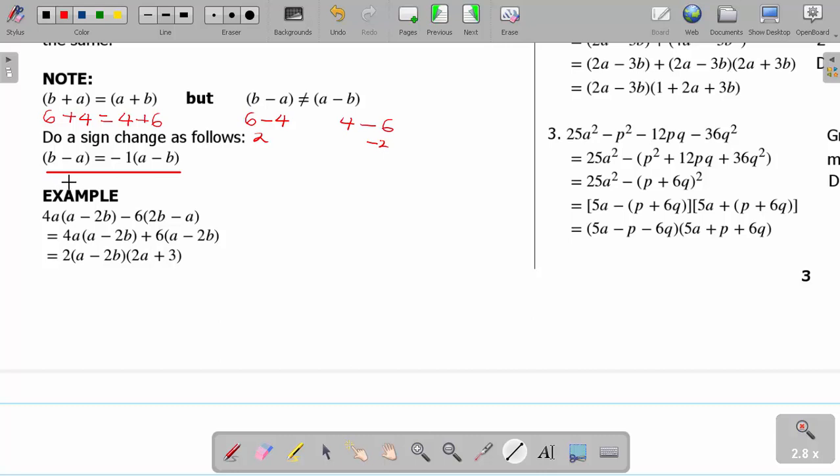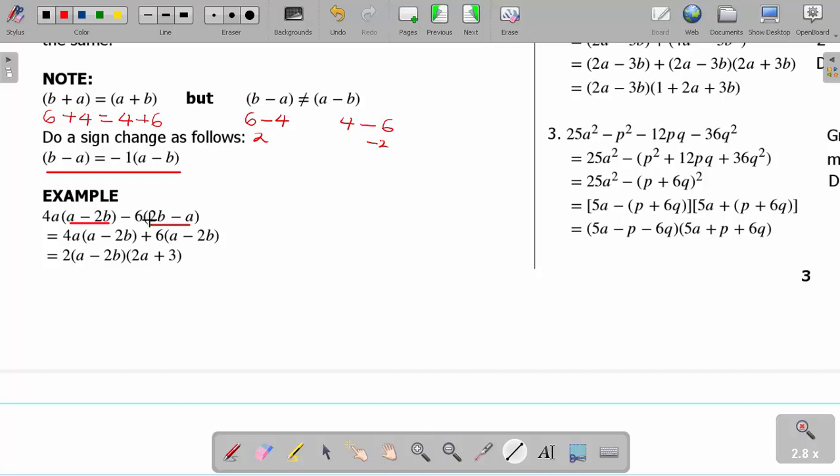Okay, so for example, I've got 4a into a minus 2b, then minus 6 into 2b minus a. If you check here, this is a minus 2b, and this is 2b minus a. So they are the same. The difference is in the sign.